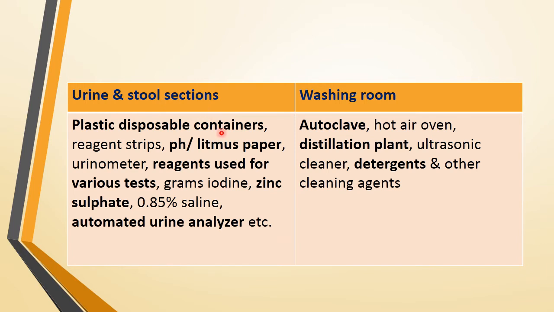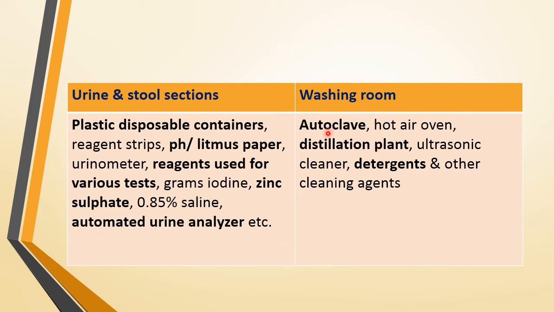Urine and stool sections also have their respective reagents as well as equipment, like plastic disposable containers, reagent strips, pH or litmus paper, urinometer, and reagents used for various tests: gram's iodine, zinc sulfate, 0.85% saline. These are required for the concentration of the stools. An automated urine analyzer is also present. So automation is possible even with respect to urine analysis.